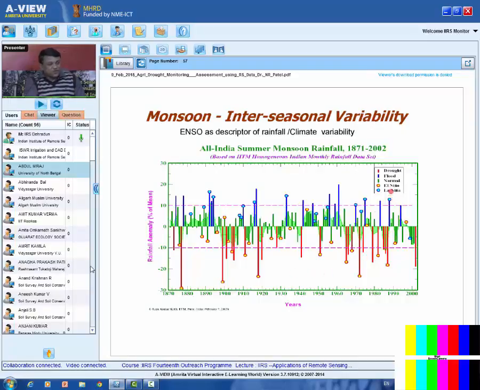If you see, blue is La Nina, red is ENSO, and the bar is a drought. So whenever there is an ENSO condition, that means El Nino Southern Oscillation phenomena is there, then there is a drought. It is because El Nino is directly related to the dry event, and La Nina is directly related to the wet event. So whenever El Nino is there, there is a higher probability of drought occurrence in India.